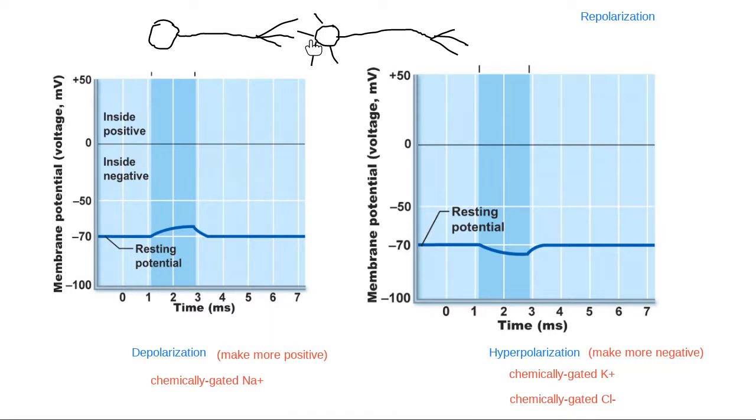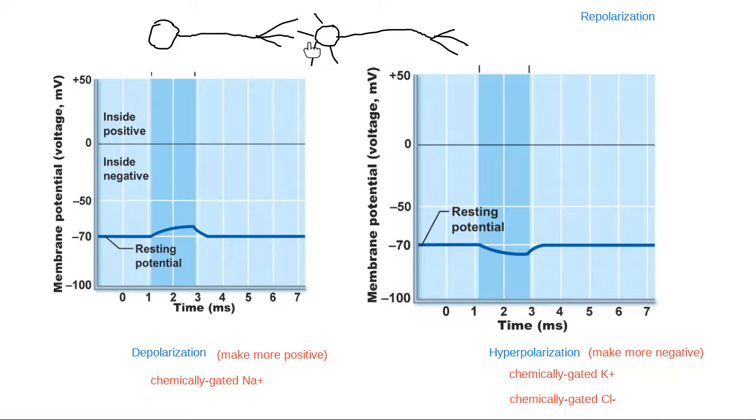Maybe it'll be enough to get me to talk to my neighbor. Maybe it won't. We don't know. So my neuron over here spits out a neurotransmitter that attaches to a chemically gated sodium channel. That makes the membrane charge on this neuron get more positive.